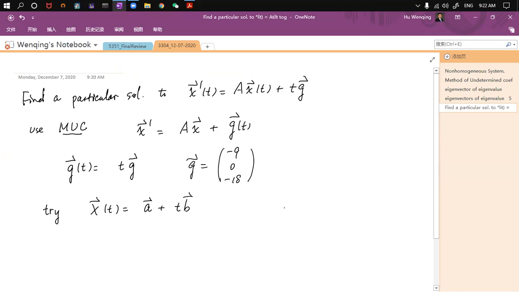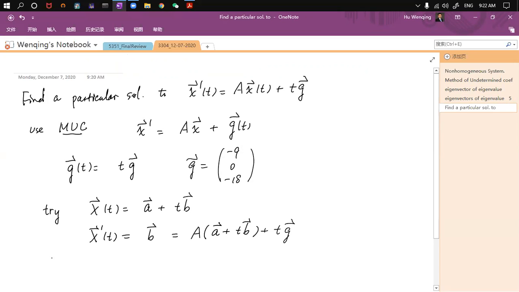So once you have these vectors, you're going to try x prime of t, and this situation is very much the same as constant coefficient polynomials. x prime of t is equal to b, so that's going to be the vector. Therefore, you can see that A times x of t is A times (a plus t times b), and then plus t times the g. Is that good for everybody?